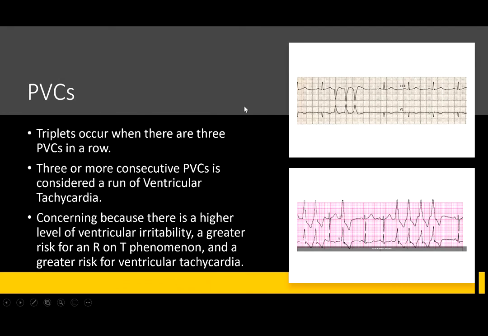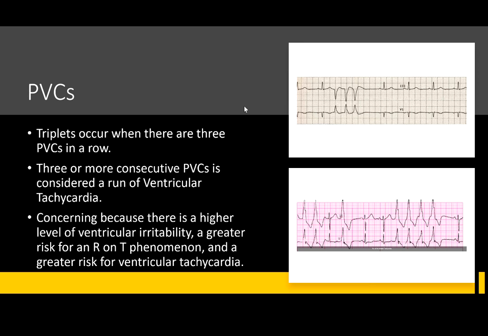Now we can get triplets, and that's 3 or more PVCs in a row. Some texts automatically say if you have a triplet, it's considered a run of V-tach. Some texts call it a triplet PVC. And again, they're typically unifocal. So if it happened to be multifocal, make sure you're highlighting that in the name because it's out of the ordinary. But triplets are when we have 3 PVCs in a row.